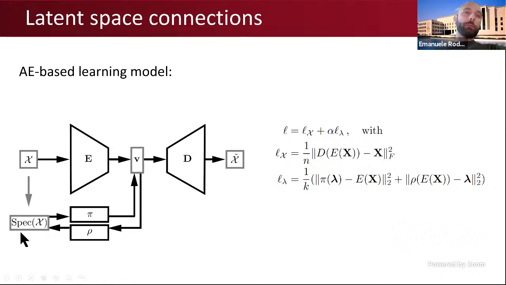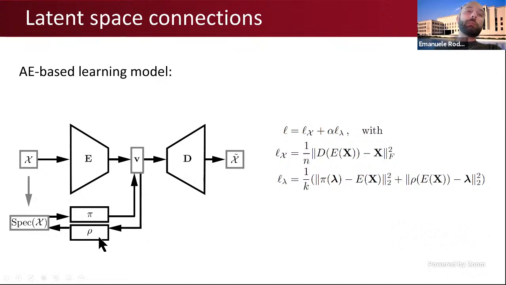But our idea was the following. We're going to add another branch to this autoencoder model. This other branch, instead of taking as input the shape embedding, takes as input the Laplacian eigenvalues of X. So this is what I'm calling the spectrum of X. And now we have another nonlinear function pi that translates the spectrum to the latent code that was associated with the shape. So this is kind of an encoder for the spectrum that should give the same exact latent code that we had for the shape.